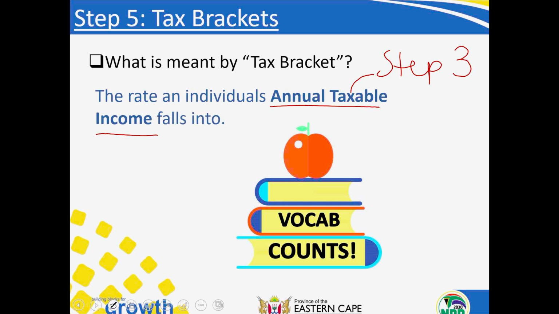Sometimes in your exams, they will ask you to calculate the annual taxable income in a previous question. At other times, in the scenario, they would already say, for example, Mark has an annual taxable income of 560,000 Rand, and therefore you have the information to go straight to the tax brackets. That is why I'm sure your educators emphasize the importance of reading very carefully. Remember, vocab counts, and tax bracket is another vocabulary word that could be examined on.